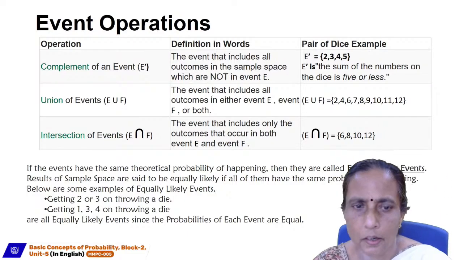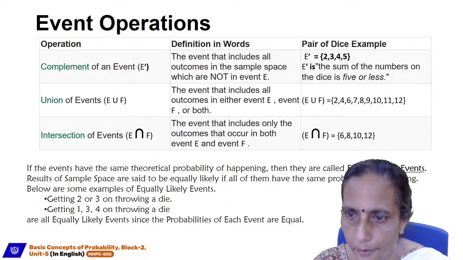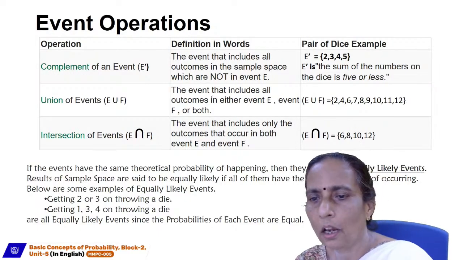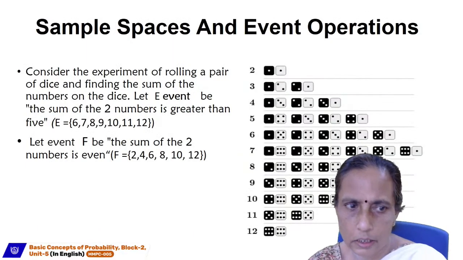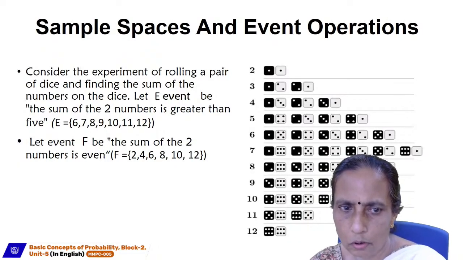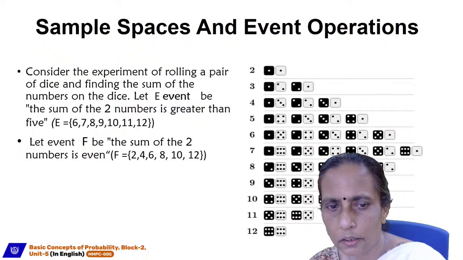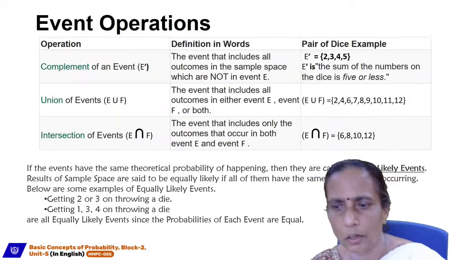Similarly, intersection means the common elements, which are there in E as well as in F. Not E or F, but E and F. In that case it will be 6, 8, 10, 12. So E union F is 2, 4, 6, 7, 8, 9, 10, 11, 12, and E intersection F means the common elements of these two, that is 6, 8, 10, and 12.